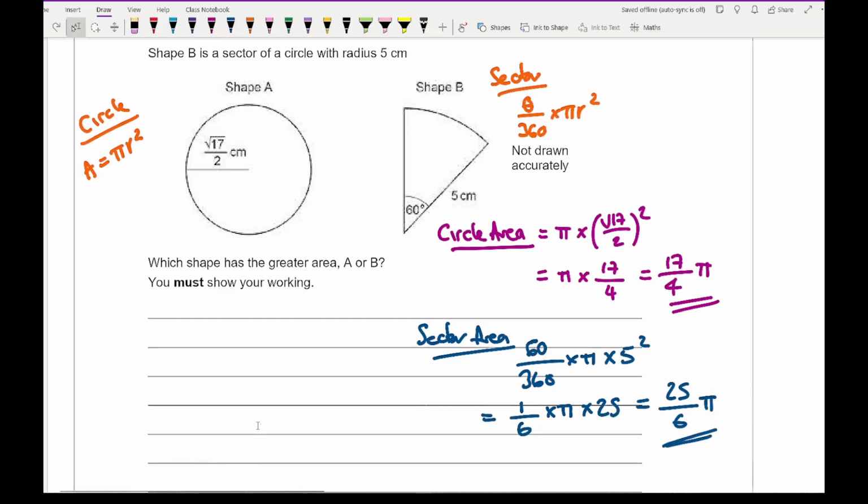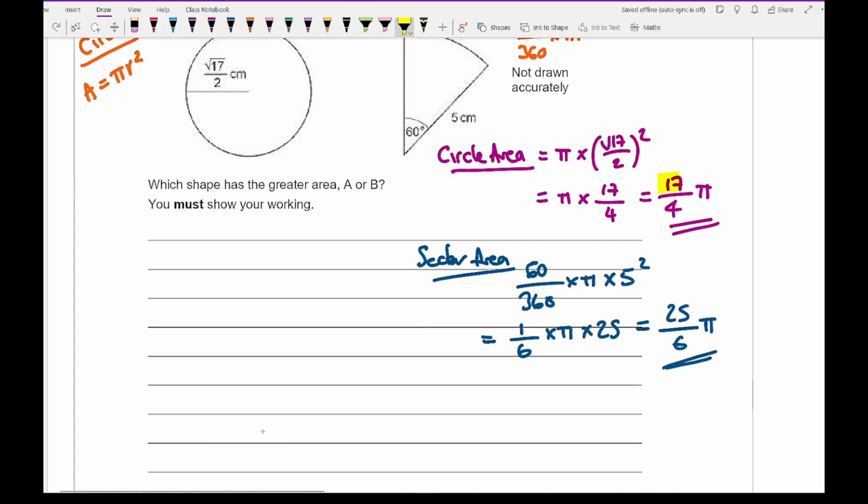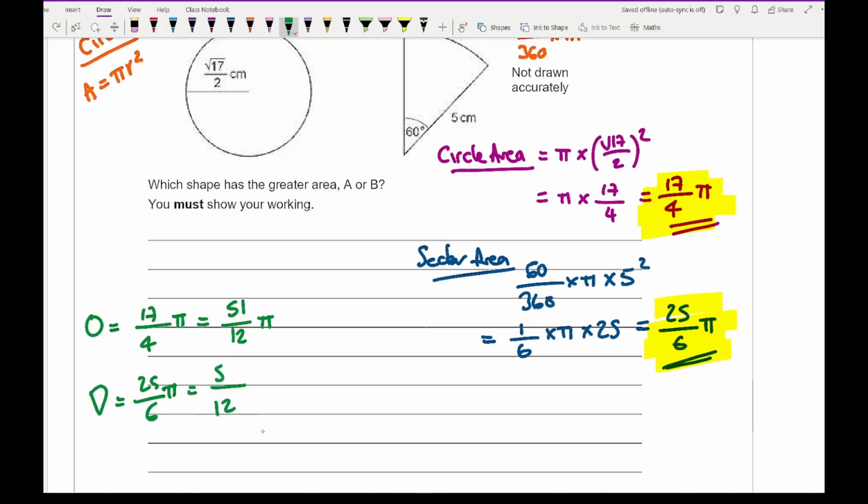Now what I want to do is compare these two values. Now if this was on a calculator paper, then I just simply type in the values and I get the two areas. But if we assume that this is on a non-calculator paper, then for 17 over 4 pi, what we want to do is get a common denominator. Now a common denominator of 4 and 6 is 12. So if I multiply the fraction by 3, then that's going to give me an answer of 51. So the circle is equal to 51 over 12 pi, and the sector, which is 25 over 6 pi, if I write that as a fraction over 12, that's multiplying by 2.